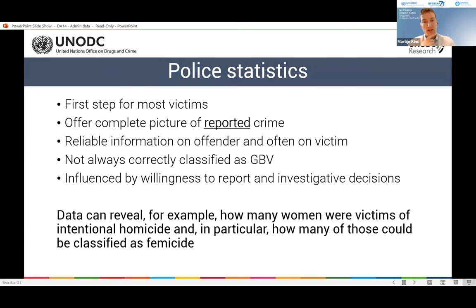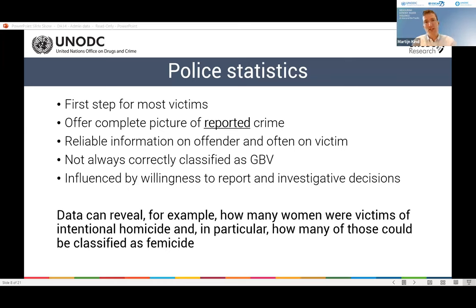So like I said, they are typically the first point of contact for most victims if they decide to go to the formal criminal justice system, of course. So it offers a complete picture of reported crime. But of course, as we said in the beginning, this is only reported crime, so it doesn't necessarily mean that this is the same as the trend in the underlying phenomenon. So we can't capture the full universe. For this, we need complementary data like crime victimization surveys, but at least within the reported crime, you get very detailed information. So this includes reliable information on the offender and oftentimes also on the victim.